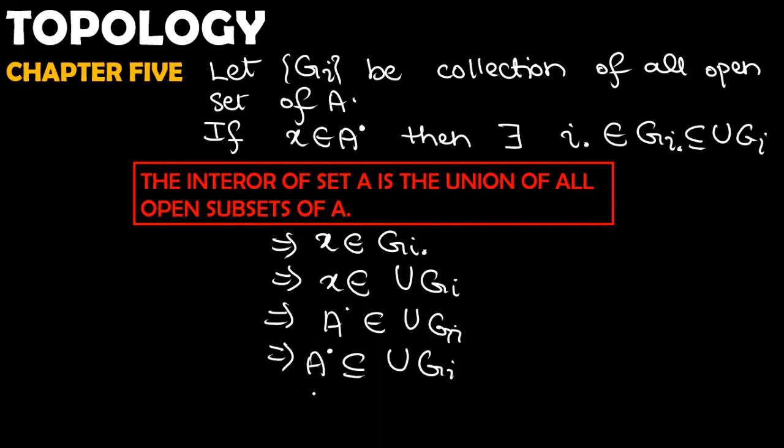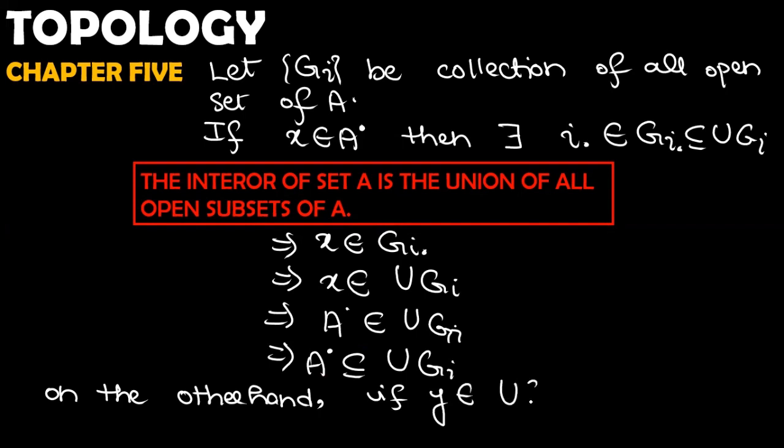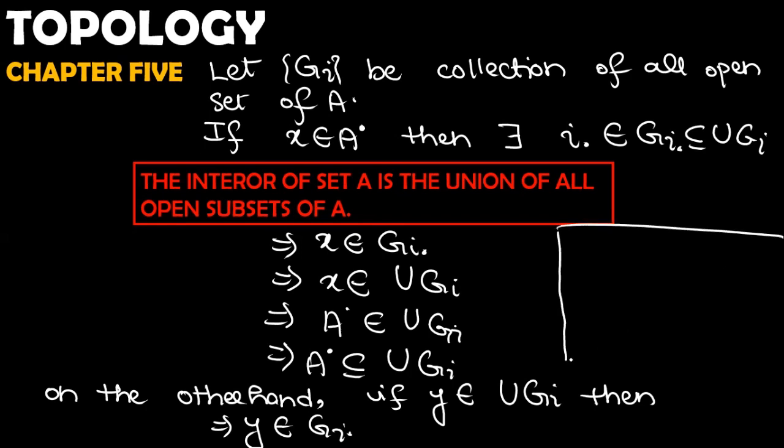So it means that A interior is a subset of the union of all the open sets. Now on the other hand, if y is any element that belongs to the union of Gi, then y also belongs to Gi naught. Exactly, as x also belongs to Gi naught, then y belongs to A interior.